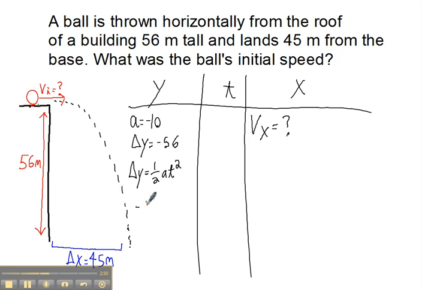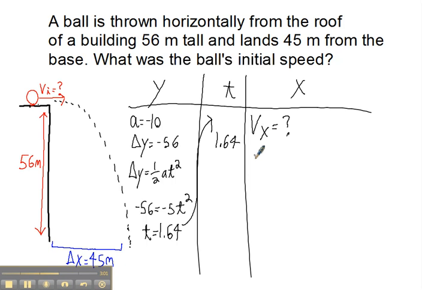So you toss the numbers in, you get minus 56. 1/2 of a is minus 5 times t squared. And if you divide and take the square root and all that stuff, you get t equals 1.64 seconds, which is what we were looking for. We wanted to find the amount of time that the ball is in flight so that we can figure out how fast it had to be going to fly 45 meters to the right.